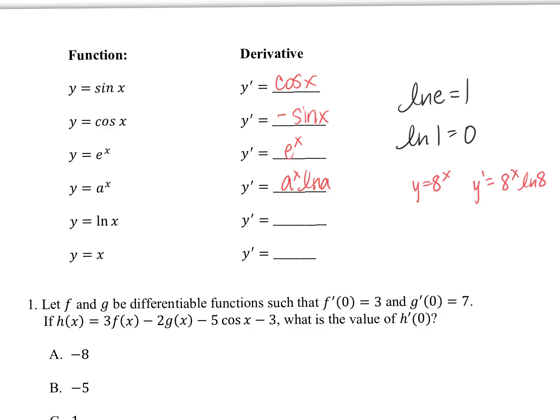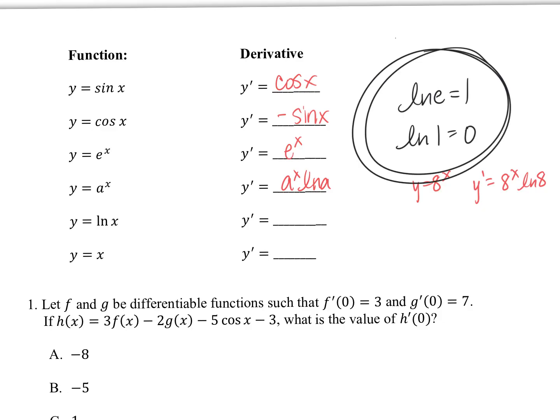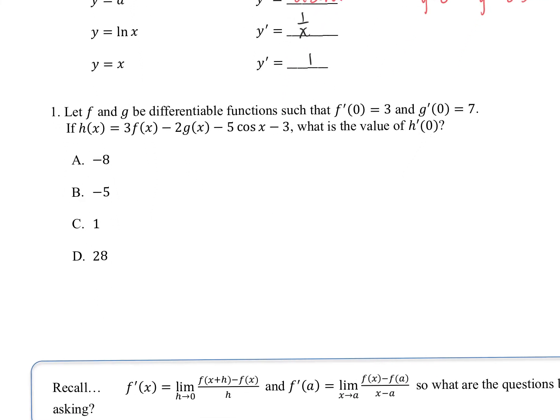Ln of 1 is 0, Mr. Reichert. Let's put a little smiley face around those. We got to know those. Ln of x, I'm just going to let you know its derivative, 1 over x. And let's go back to the basics. Derivative of x, using that power rule, it's just 1. Boom. Okay, so then I said, I'm going to give us some info.